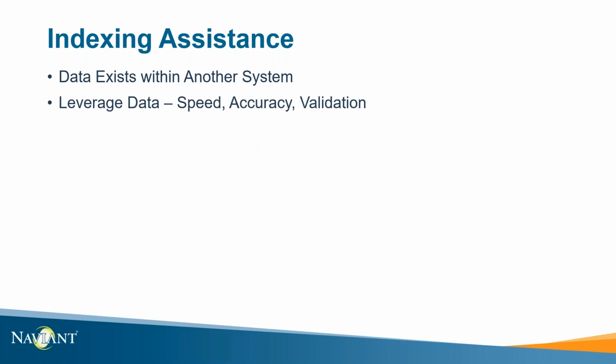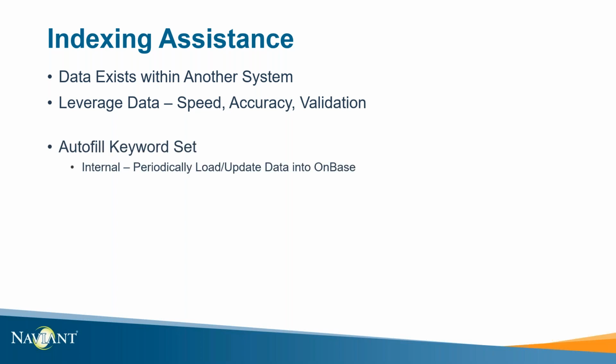Rather than me manually filling in 10 different keywords inside of OnBase, with my typing skills, I'm going to make mistakes. I'm not going to be overly fast to type that in 10 times over. So it's speed, accuracy, and validating that information. That master data lives within that other system, and that's now automatically validating it as it's brought back to OnBase, so I can visually see that I have the correct record. So in OnBase terms, what we're talking about here is an autofill keyword set.